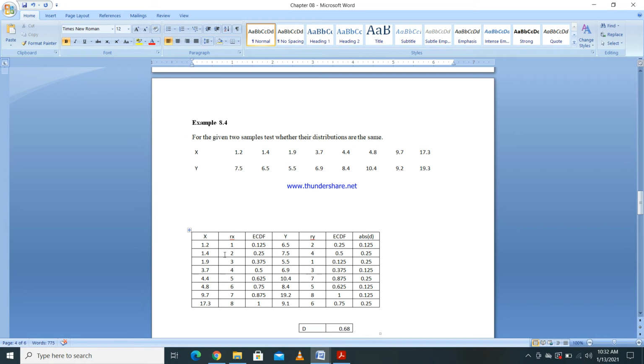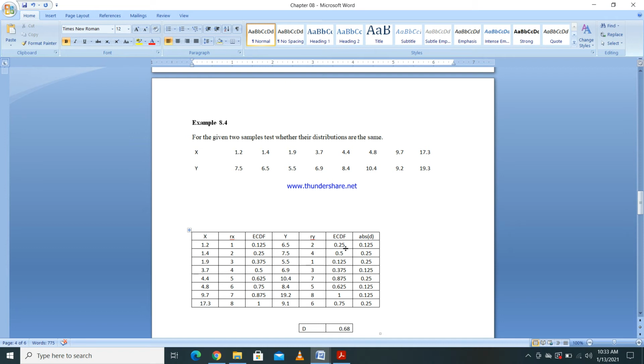When you take 1.4, there are two values which are less than or equal to 1.4. So 2 divided by 8, that is 0.25. Likewise, this is the empirical distribution function for x, the first sample. And you take the second sample, again you rank it and calculate the empirical distribution function. And then you have to calculate the absolute difference between the values of these empirical distribution functions.